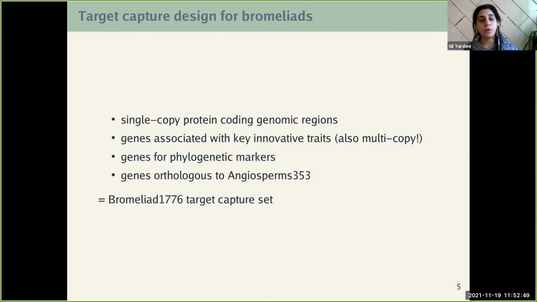So we started by designing our own target capture kit for bromeliads. In this kit, we included single copy protein coding genes. We also included genes that, according to the literature, are associated with the key innovative traits that we want to study. We included genes that were previously used as phylogenetic markers and also orthologs to the universal kit. Our kit targets 1,776 genes, so we named it the Bromeliad 1776.